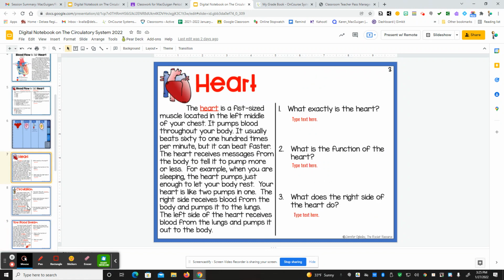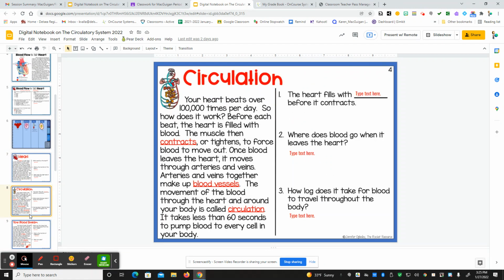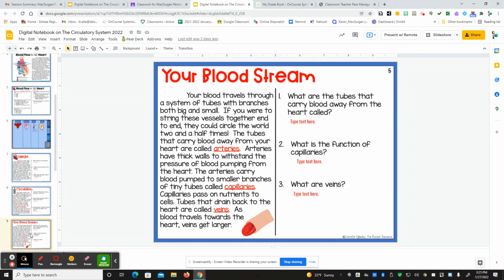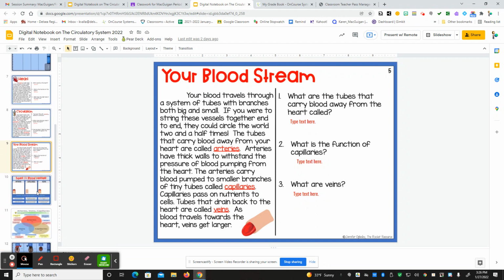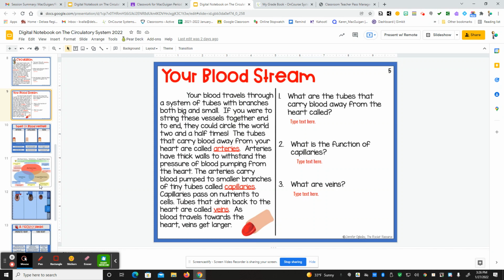The first one, slide 7, is on the heart. The second one is on circulation, so in and around the body. And then specifically your blood vessels, so your arteries, capillaries, and veins. The next 3 slides are all on your blood vessels, so we really want to make sure that you understand the difference between the different types of blood vessels.